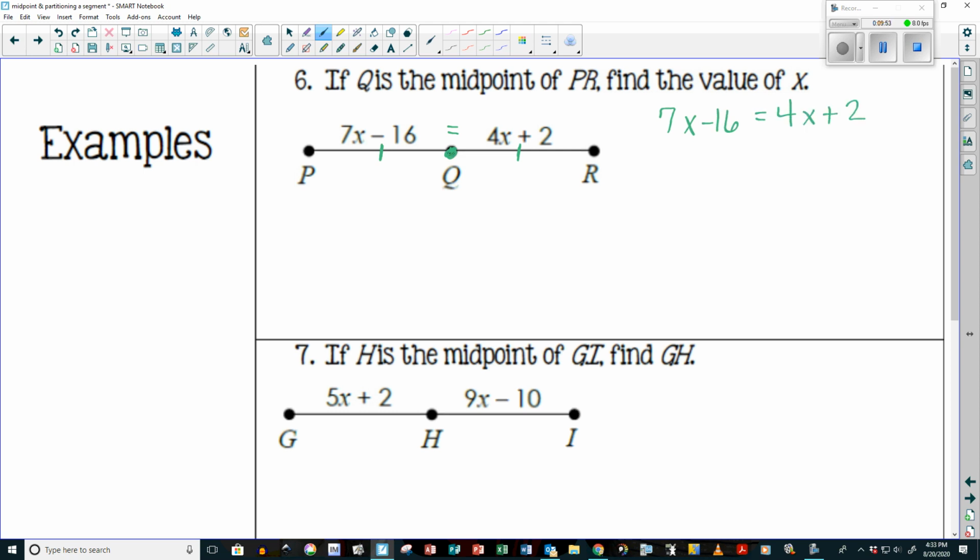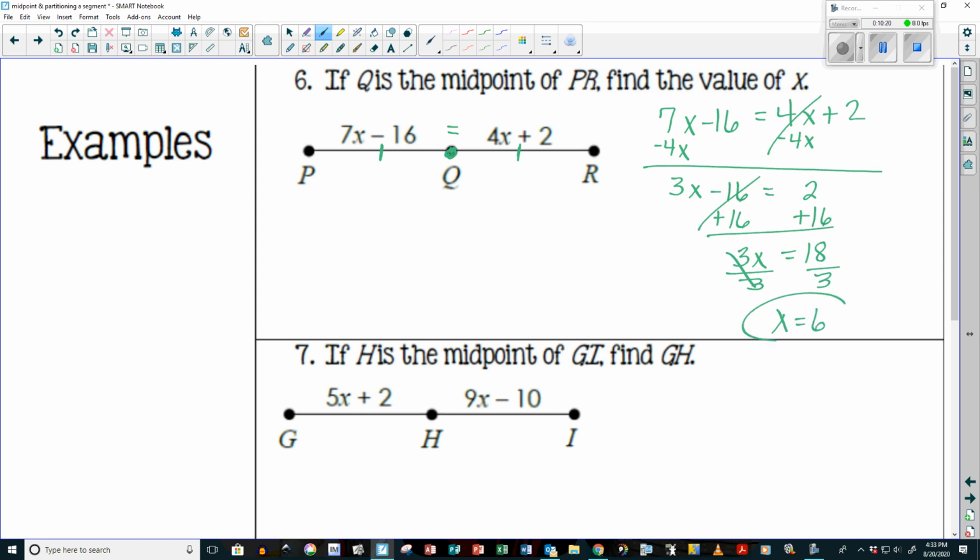Now this is why we did so much algebra review. So we're going to find the value of x. So we're going to subtract 4x from both sides. So we get 3x minus 16 equals 2. And we're going to add 16 to both sides. And we get 3x equals 18. And then divide both sides by 3.